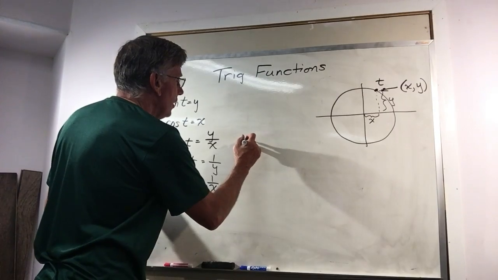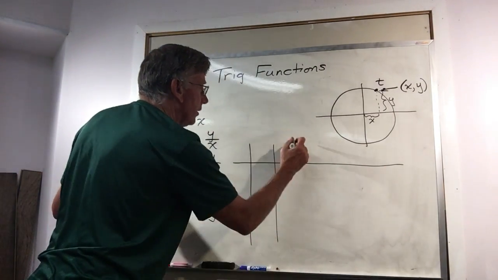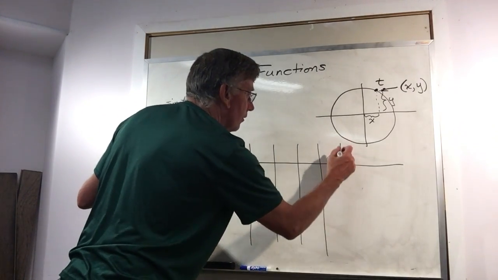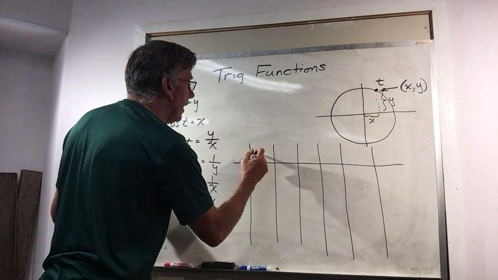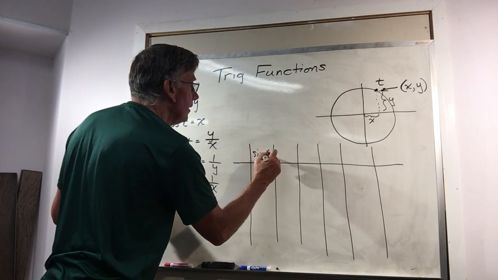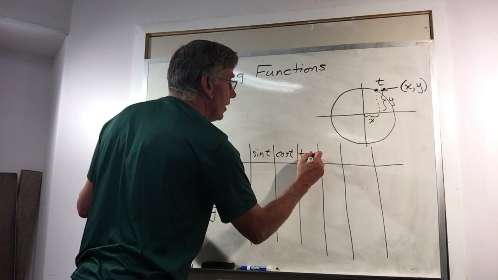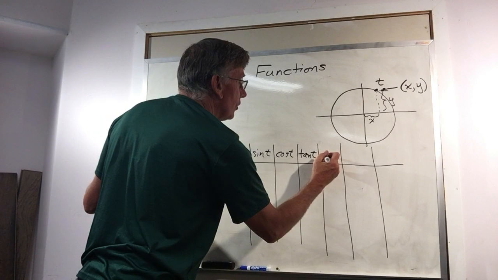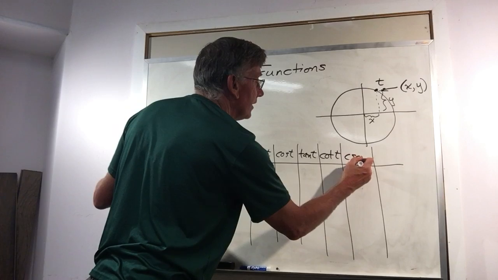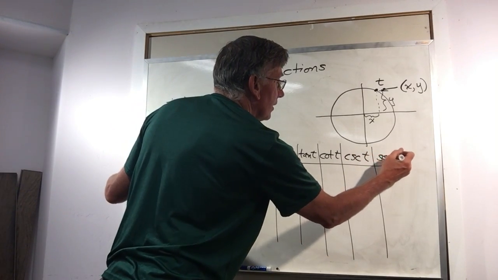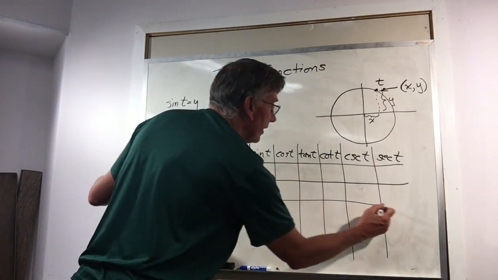So, let us now make a little chart. So I have the sine of t, the cosine of t, the tangent of t, the cotangent of t, let's put that there, then the cosecant of t and the secant of t. And now I'm going to do it for points on the unit circle.